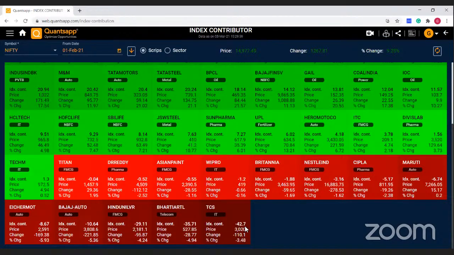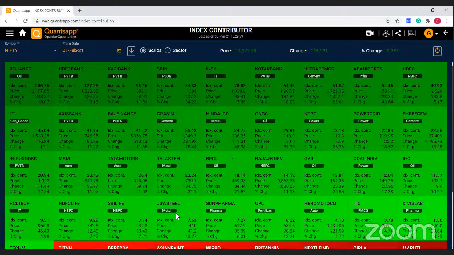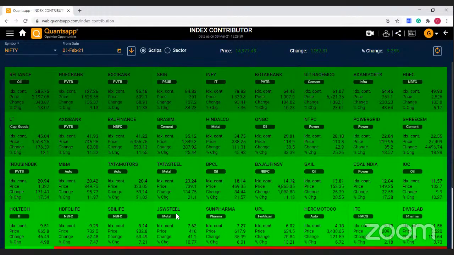And below that we can see which are those stocks which are the highest negative contributors. Let's say TCS contributed almost more than 40 points, the change is nearly 3.5%. Bharti Airtel almost 5%. So this is how we can see how much the Nifty has moved, point wise or percentage wise, along with the stocks which have contributed to it.